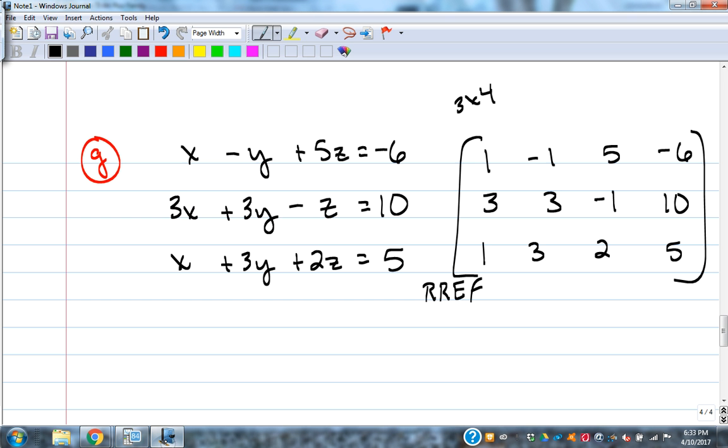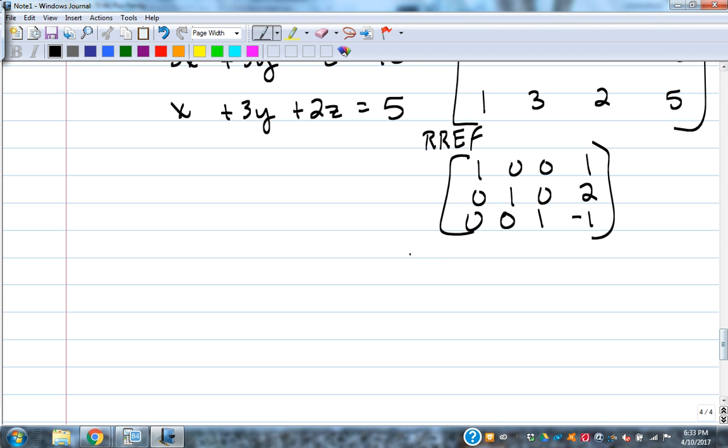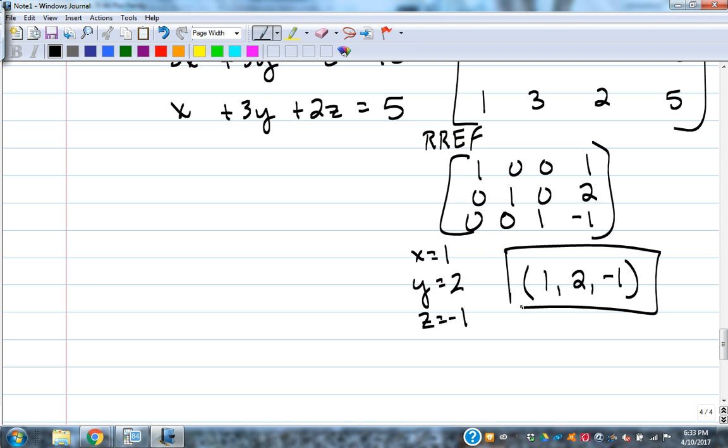So we get x, y, and z out of that. 1, 0, 0, 1; 0, 1, 0, 2; and then 0, 0, 1, -1. That tells us that x equals 1, y equals 2, z equals -1. It'll always be in that order, top to bottom, x, y, z, so you don't have to think about that too much. Ordered triple is how you write that, in alphabetical order, x, y, z. And get that three variable system going.